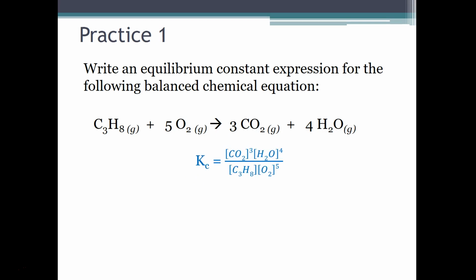Delicious. Okay, so K sub C will be the concentration of carbon dioxide raised to the third power times the concentration of water raised to the fourth power divided by the concentration of propane raised to the first power, because there's a coefficient of 1, times the concentration of oxygen raised to the fifth. And we consider this a homogeneous equilibrium because all the reactants and products are in the same state of matter.